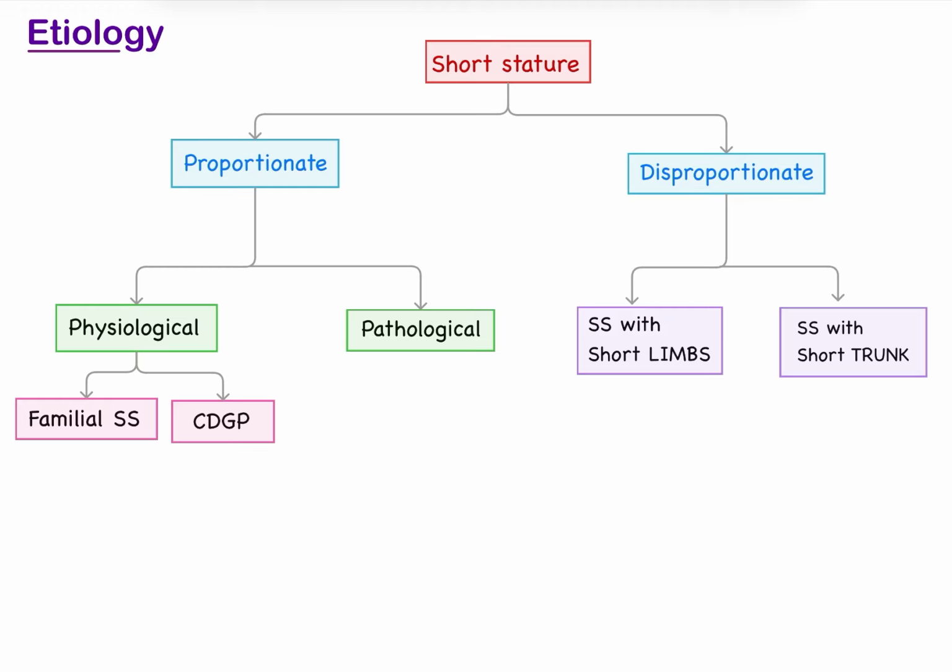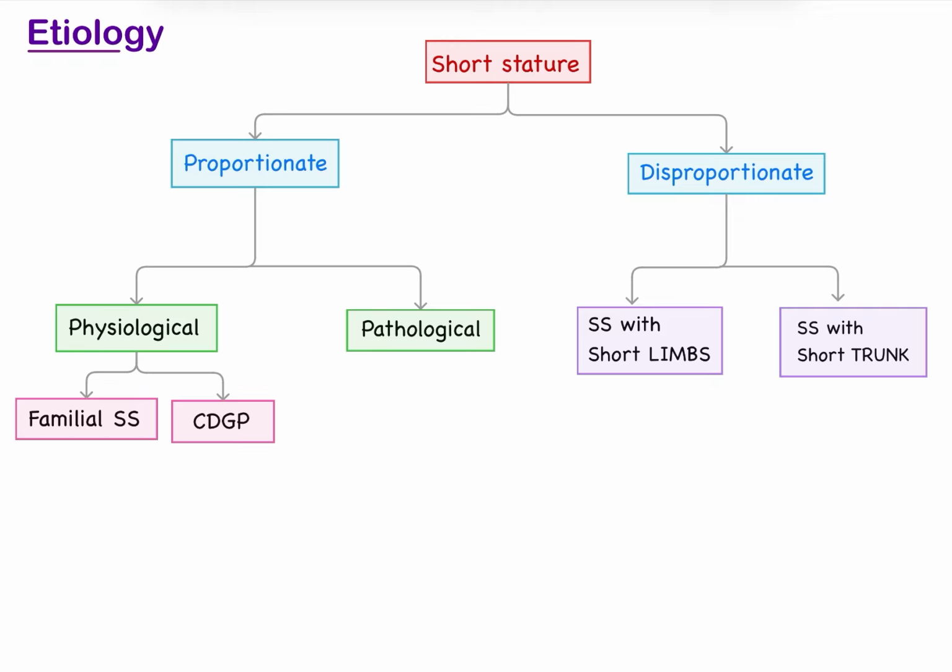Etiology. Short stature can be divided into proportionate and disproportionate based on upper segment lower segment ratio. If this ratio is normal, it is proportionate. If upper segment lower segment ratio is increased or decreased, it is disproportionate. In proportionate, we have physiological and pathological short stature. In physiological, we have familial short stature and constitutional delay in growth and puberty.